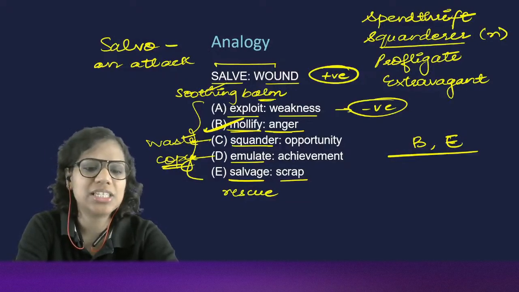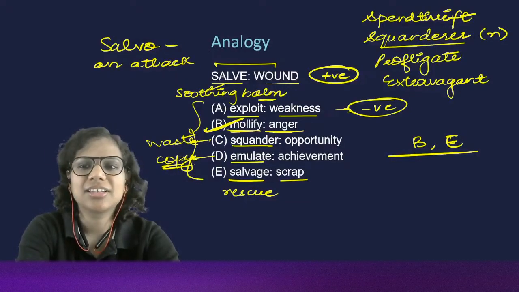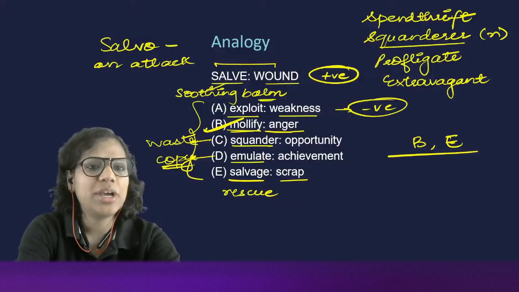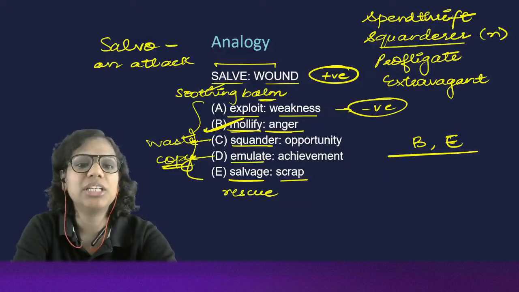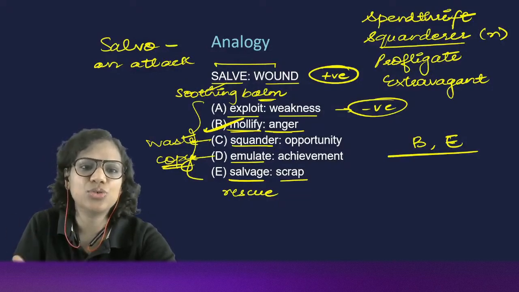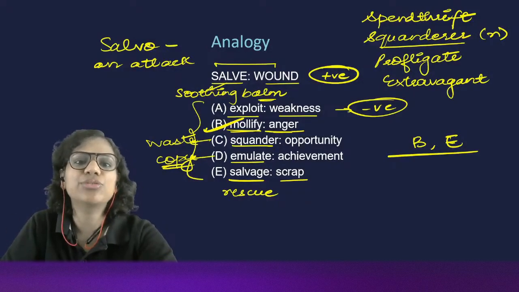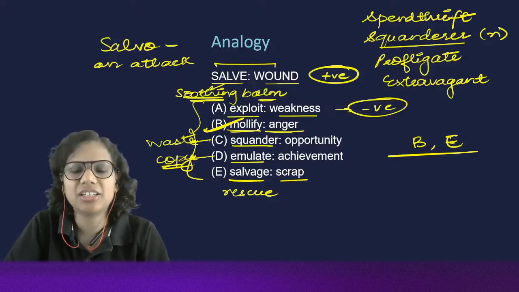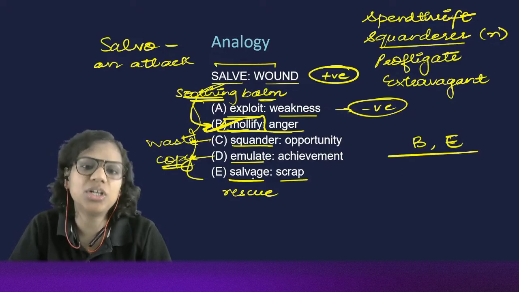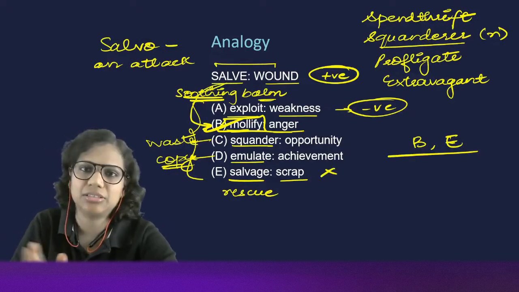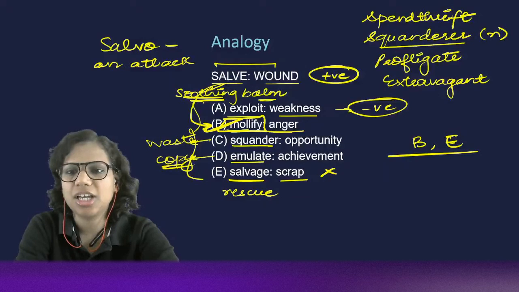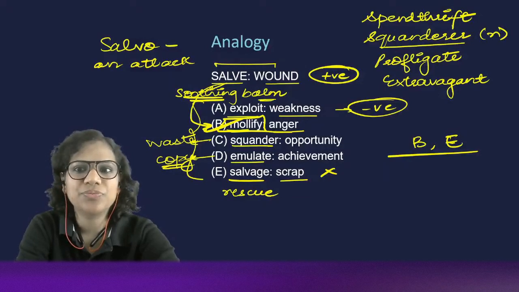If it doesn't, please let me know. Yes. Any query, any confusion between B and E, please ask. Because the word itself means to soothe. Salve ka meaning hi soothe hai, right? That's why mollify is a very close synonym of the word, and that's why we have rejected E. Theek hai. I'm assuming that it is clear to you. All right.